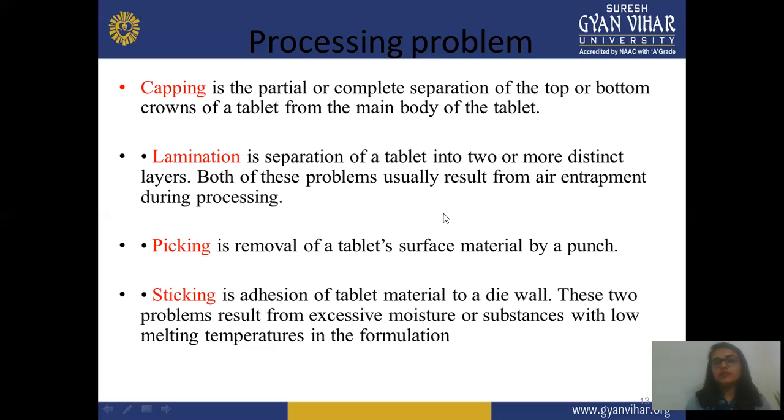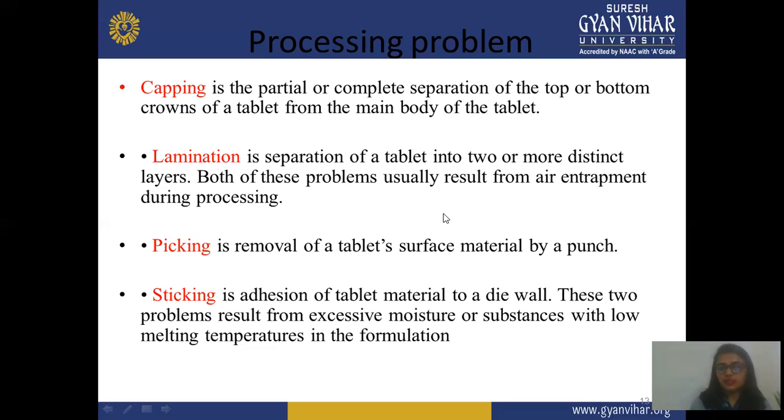Means the tablet surface, or a particular material, is removed by the punch. Next is sticking. Sticking is the addition of material to the die wall. Means certain material adheres or sticks to the die wall, and this is due to excessive moisture or substances with low melting temperature in the formulation. These are the major processing problems.